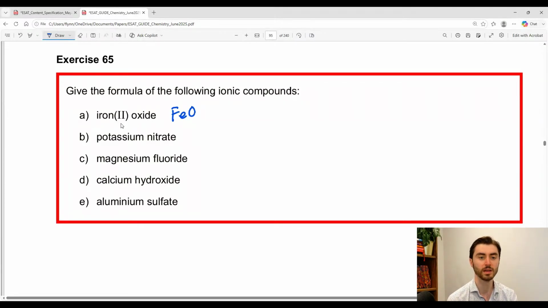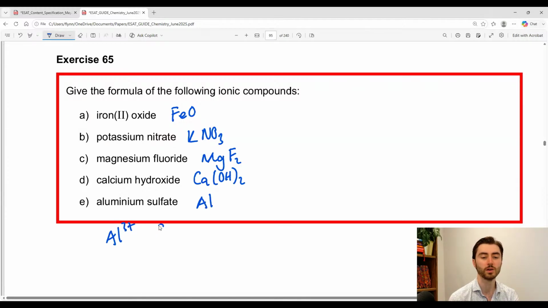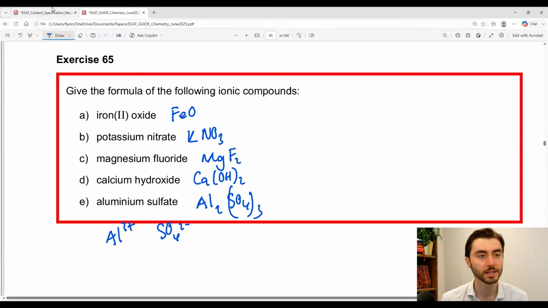2+, so they balance. Here, potassium is +1, nitrate is -1, so they balance in a 1-to-1 ratio. Magnesium is 2+, fluoride is -1, so we need 2 fluorides to balance. Calcium is +2, hydroxide is OH-, so we need 2 of those to balance. Aluminium is Al3+, sulfate is SO4 2-. In order to balance these, we need 2 of the aluminium and 3 of the sulfates. So just worth bearing that in mind.